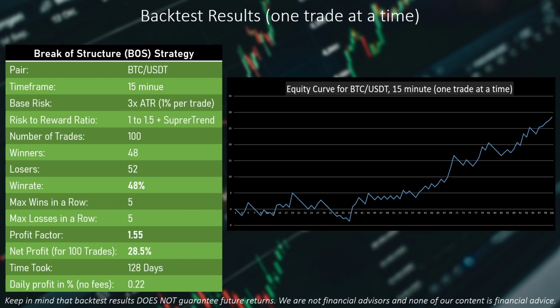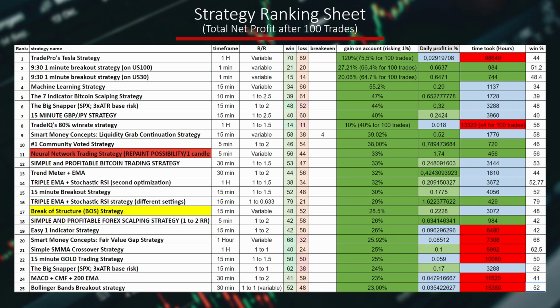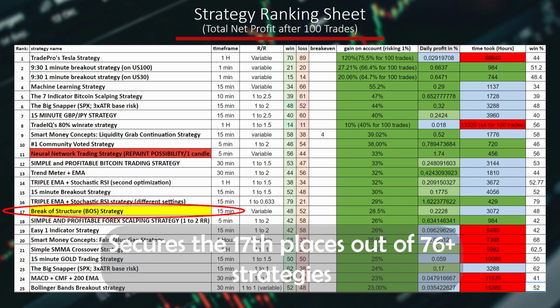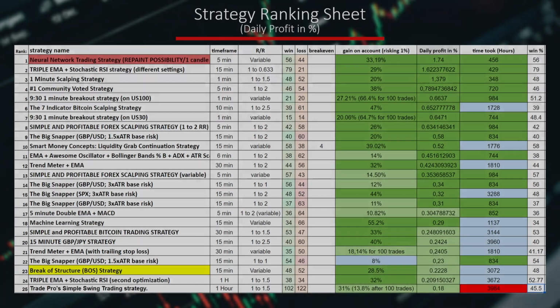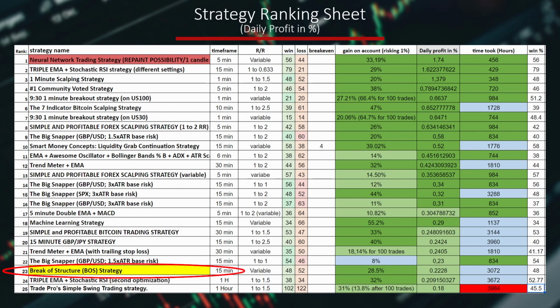Now let's compare how well this strategy performed against the other strategies I have manually tested so far. On the strategy ranking sheet, based on total net profit after 100 trades, the break-of-structure strategy secures the 17th place out of 76 strategies tested so far. On the other ranking sheet, which is based on daily profit in percentage, this strategy took the 23rd place with a solid 0.22% daily profit.